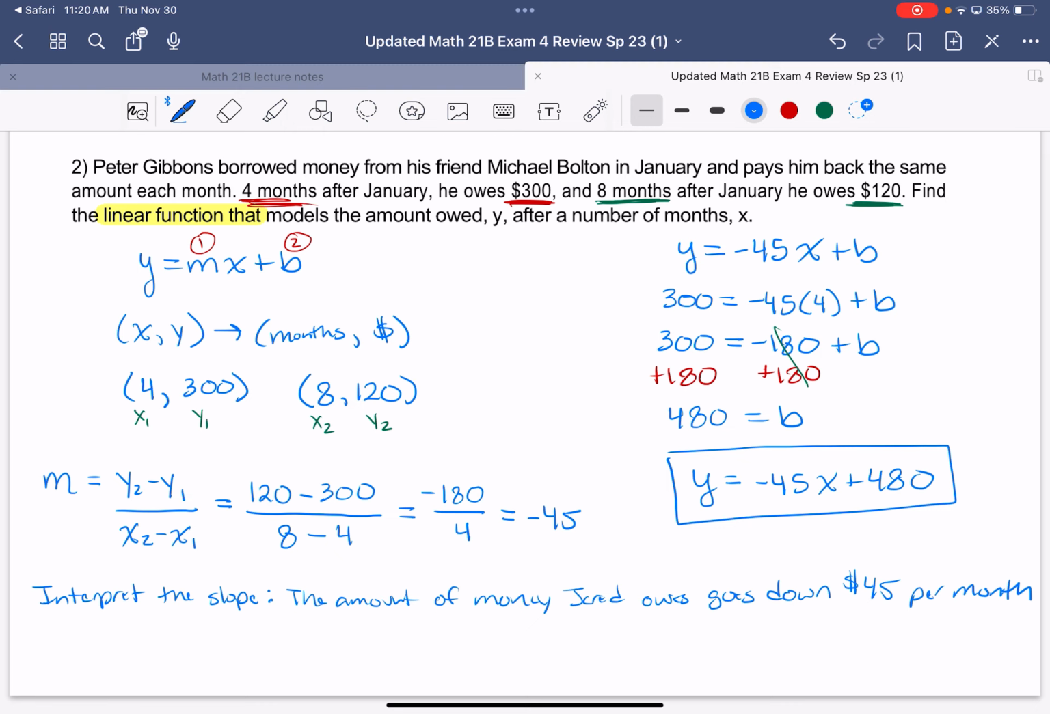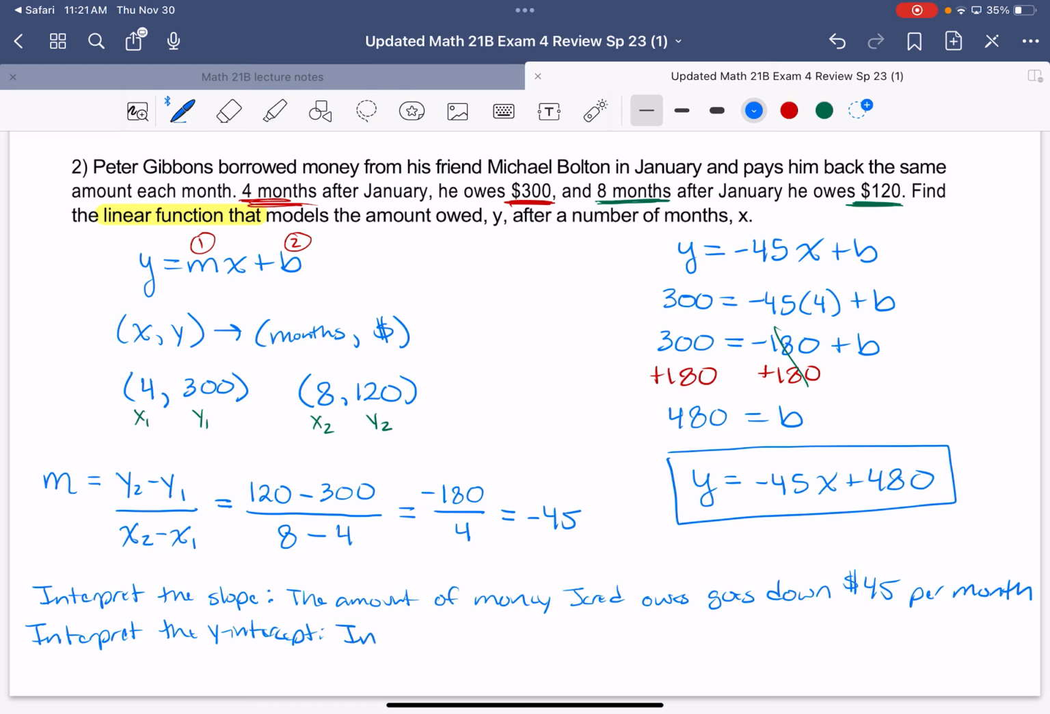So let me ask you another interpretation question. Interpret the y-intercept. So first of all, what is the y-intercept? 480. 480. Good. So what is the 480? That's how much money he started off at. Exactly, right? So remember, the y-intercept is always the initial value, or the starting value, or the starting amount. We're talking about the money he owes, right? So basically, initially, the amount of money he borrowed, or that he owes, is $480.